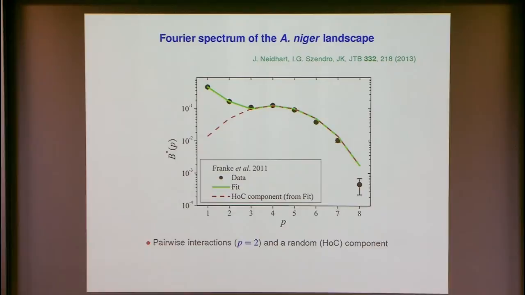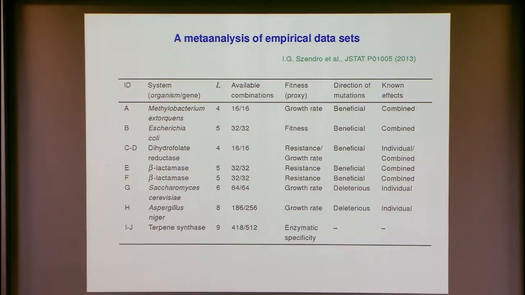So by now there are about 20 of these data sets for different organisms, and we published last year a meta-analysis of these empirical data sets, and I just want to briefly mention it here. So this is a list of the 10 data sets we analyzed in this particular paper. These are mutations that are in the genome of entire organisms. So there are two bacterial species here. This is the Aspergillus niger data set that I just mentioned. This one down here is actually 9-dimensional, and it is from a plant enzyme. But there are also data sets that look at single genes. In particular, the model system here is the beta-lactamase enzyme which confers antibiotic resistance to E. coli. So you see the sizes are between 4 and 8. There are different fitness proxies that people have measured, and these can be beneficial or deleterious mutations, and they have been selected either for combined or individual effects.